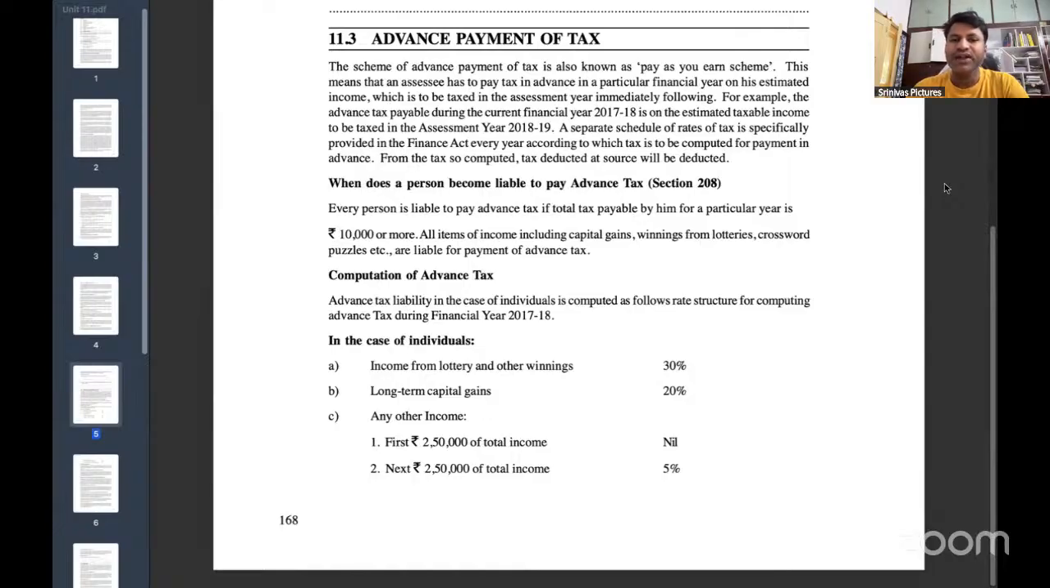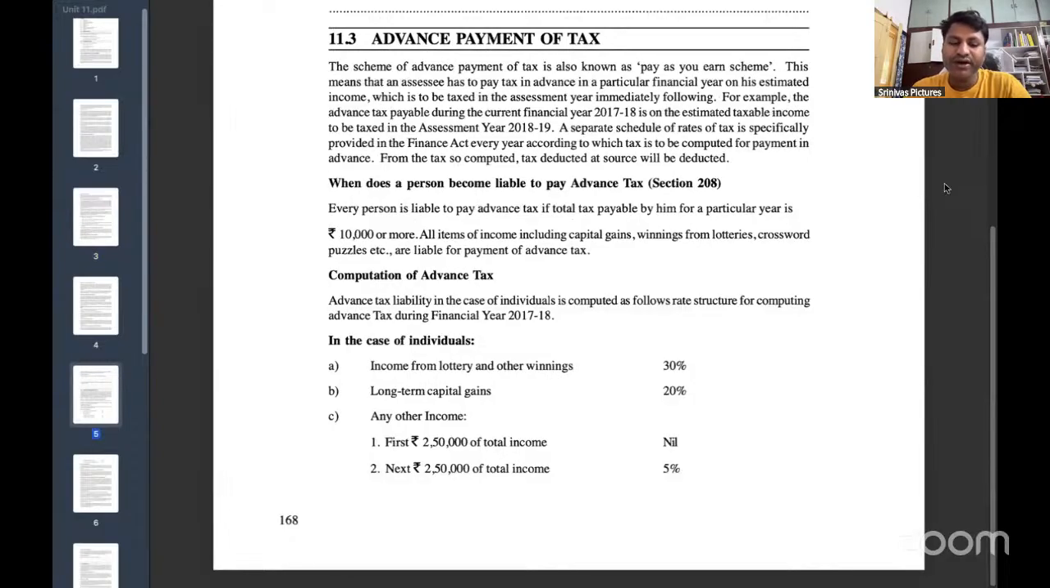So the next one is advance tax payments. The advance tax payment scheme is also known as the pay as you earn scheme. This means the assessee has to pay the tax in advance during the financial year on estimated income. For example, if you are working in one organization and your monthly income is 1 lakh, almost 12 lakhs you are going to earn by the end of the year. Your exemption limit is up to 3 lakhs only, so the remaining 9 lakhs is the taxable income.